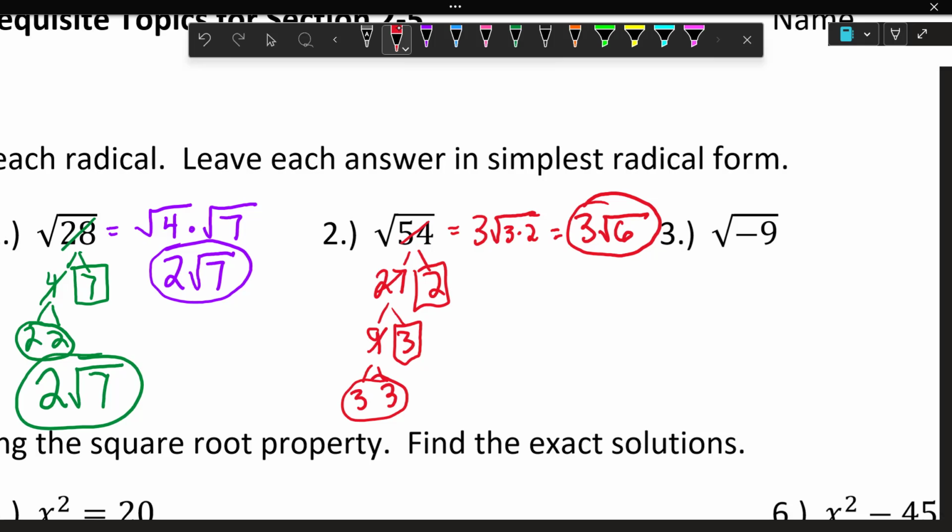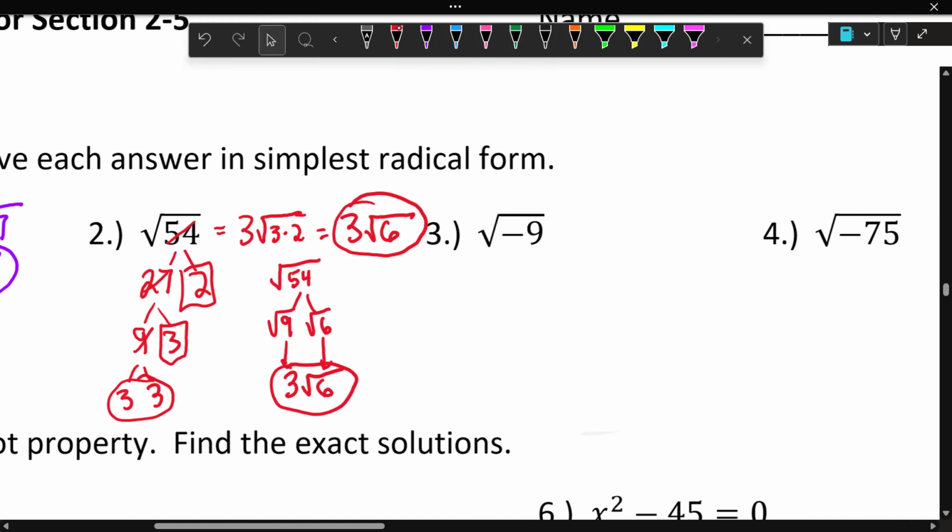So that's how we can find our simplification of square root of 54. We can also split it up into perfect squares. That'd be the square root of 9, square root of 6. That gives us 3. That still just gives us root 6, and that's the same thing that we got doing it the other way.